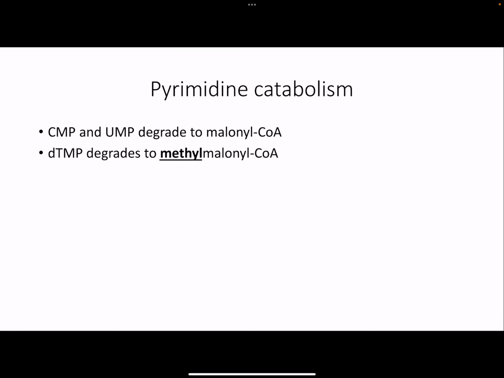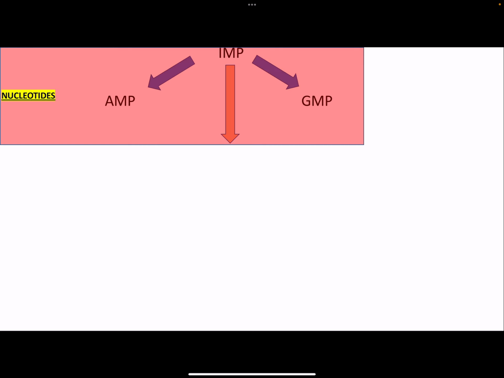Breaking things down. Pyrimidines are simple and boring and probably not going to get that many questions. These puppies break down to malonyl-CoA. This breaks down to methylmalonyl-CoA. This should make sense. What's the difference between a uracil and a thymine? A thymine has an extra methyl group. So this is 3 carbons, and this is 3 carbons plus this carbon over there. But this is the low yield. Much higher yield is this.